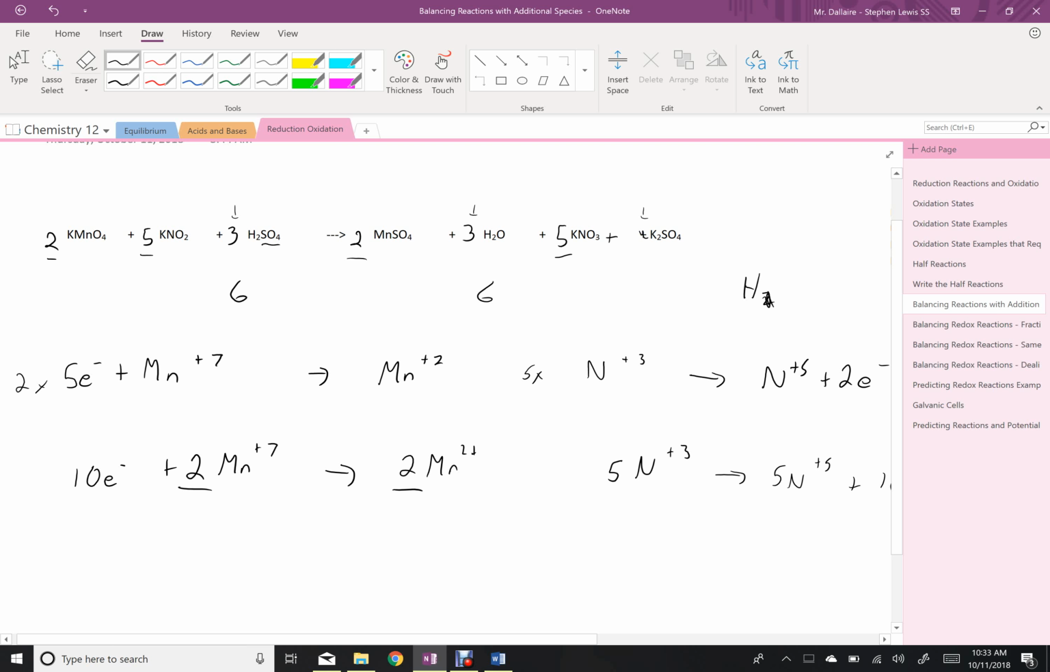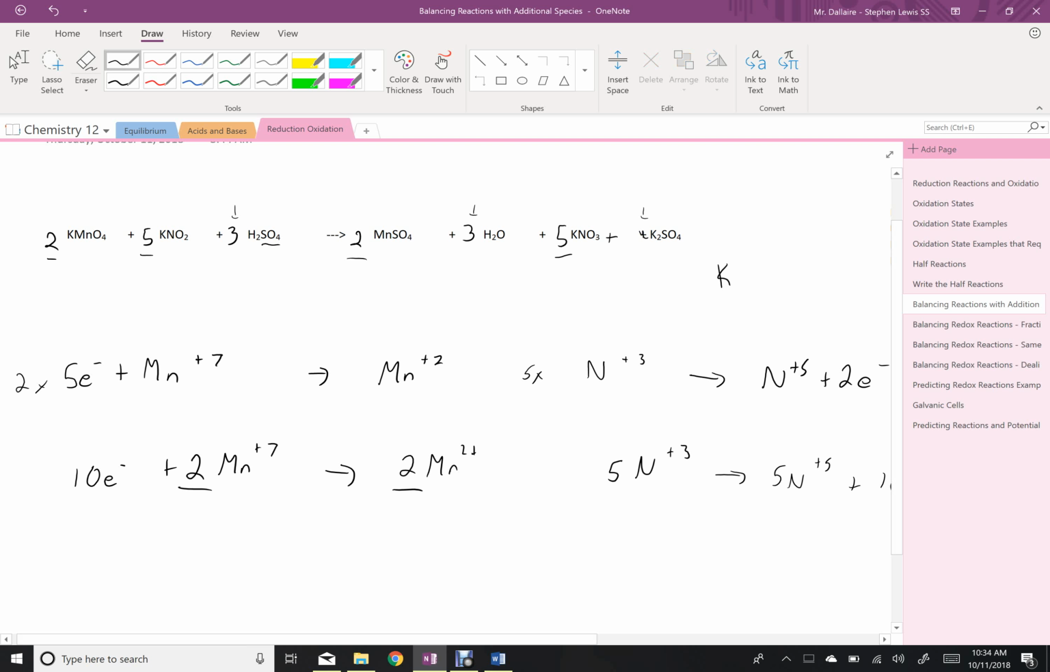So I'm going to change this coefficient to a 3 so that I have 6 hydrogens over here. Again, I might have to make these coefficients get bigger, but right now I'm going to stop having changed everybody, and I'm going to start checking my other 2 elements, the 2 that are going to be the hardest to work with.